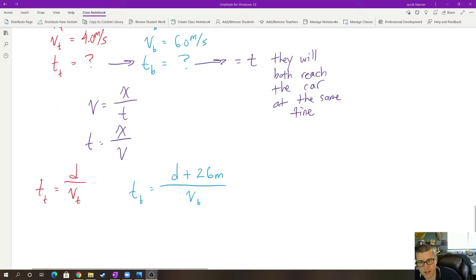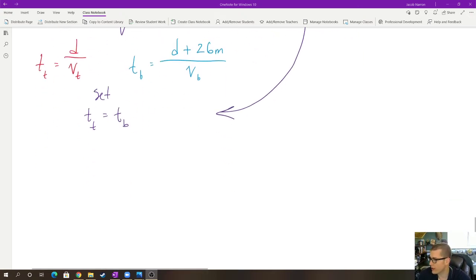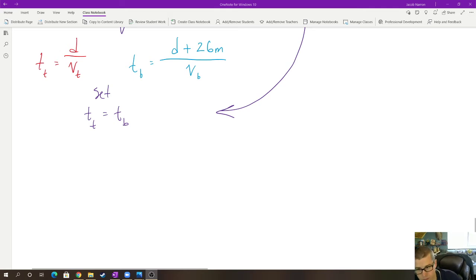Now that I've done this, because of what I said, that they're both equal to time t, I can set them equal to one another. So basically, time of tourist is going to be equal to time of bear. I'll just set the two equations equal to one another, and then we can start to do some algebra. Okay, there we go. So let's do that.